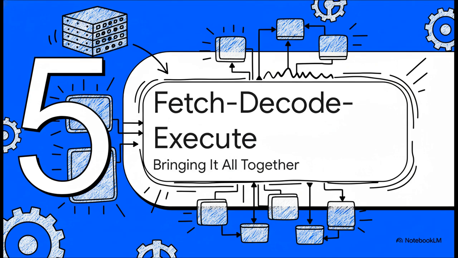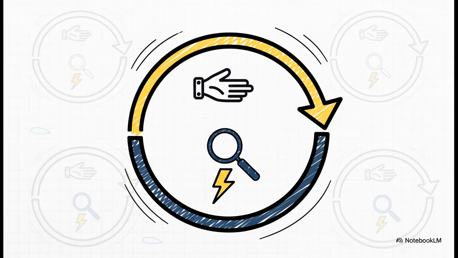Okay, so we've met all the players on the field. We've got the instructions, we've got the CPU's workspace and the registers, and we have the information highway, the bus that connects them all. Now it's time for the main event. Let's put it all together and see the engine of the computer in action. You see, the real heart of the CPU isn't one big, complicated thing. It's a constant repeating cycle, a simple three-step dance that it performs relentlessly, over and over, at a speed that is almost impossible for us to even comprehend.